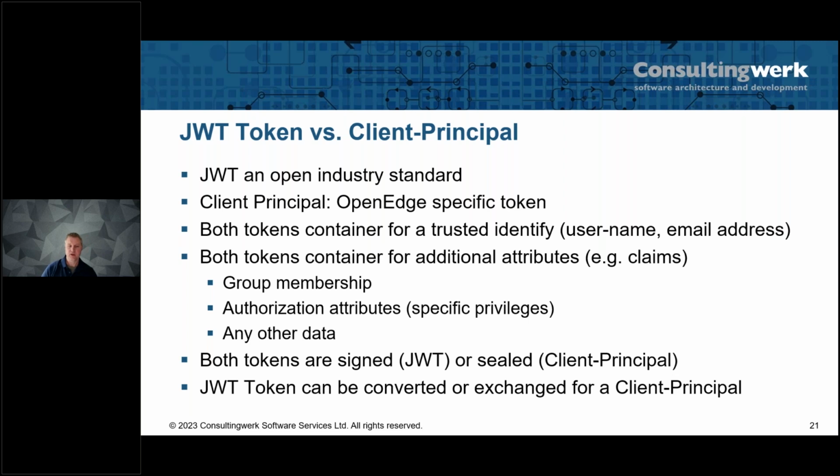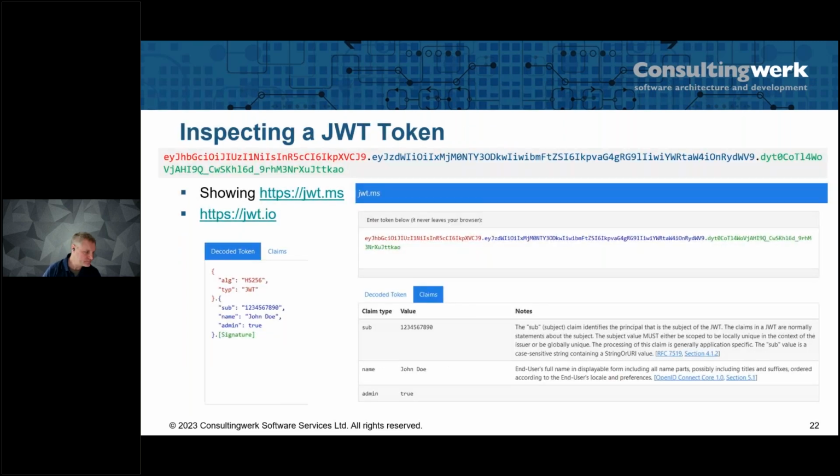Oh, and the other most important part is we can exchange a JWT into a client principal, which in our OpenEdge world is really important because we can now say, okay, we've got a trusted token representing a user in an ABL consumable form. So we can go next.